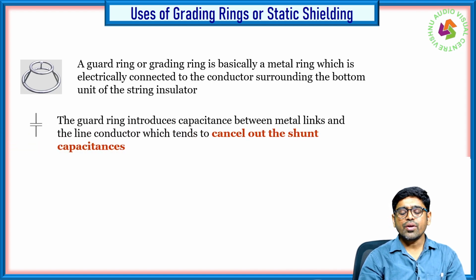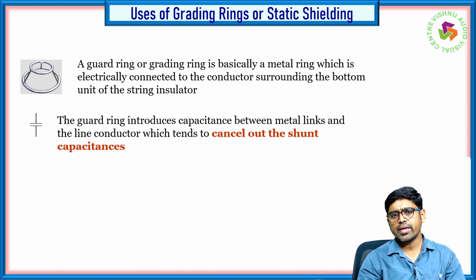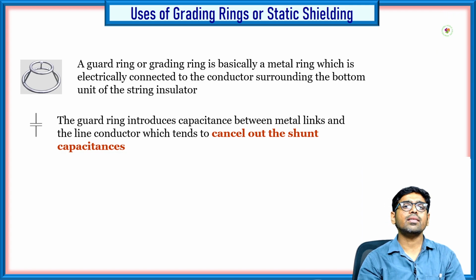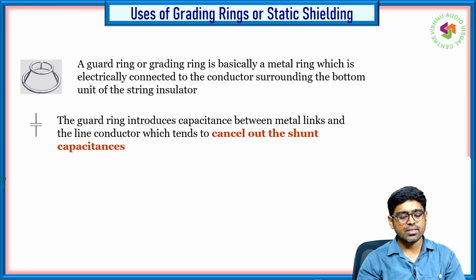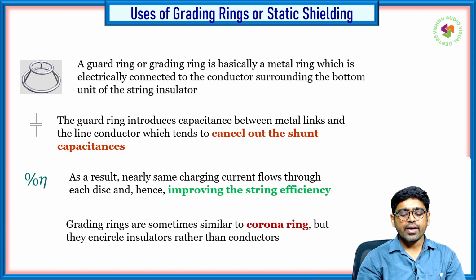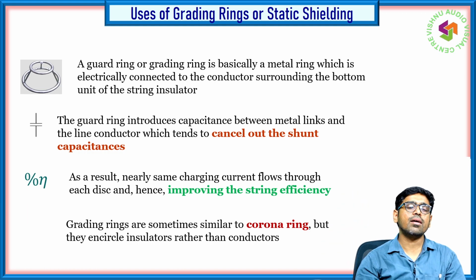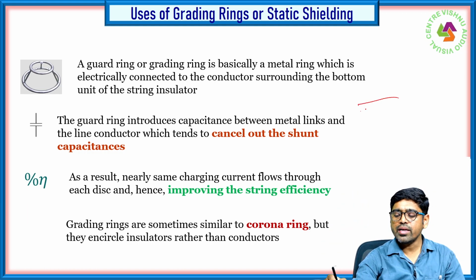The guard ring introduces a capacitance between the metal link and the line conductor, which tends to cancel out the shunt capacitance. Whatever shunt capacitance effect you are getting, that capacitance gets cancelled, so that we can improve the string efficiency. As a result, nearly the same charging current flows through each disk, improving the string efficiency. Grading rings are sometimes similar to the corona ring, but they encircle the insulator rather than the conductor. This corona ring is connected to the conductor.